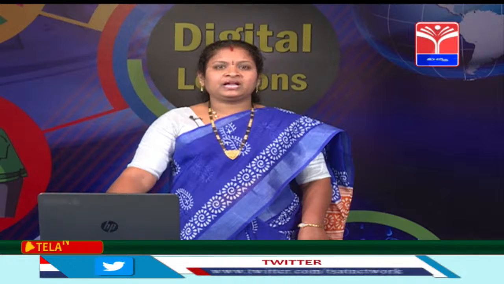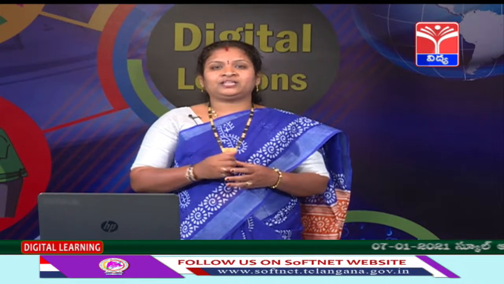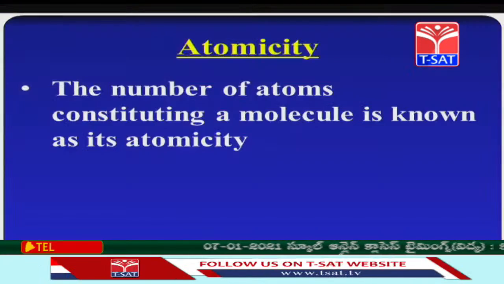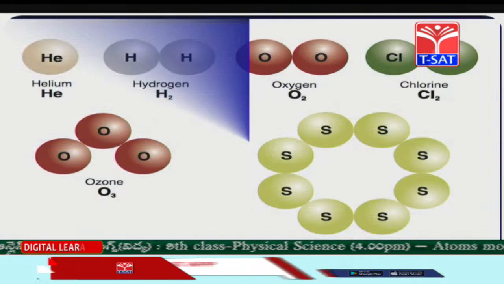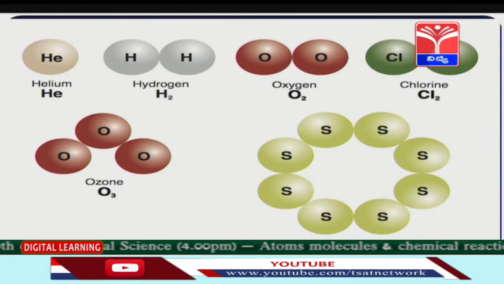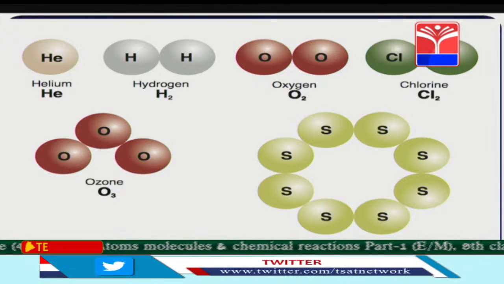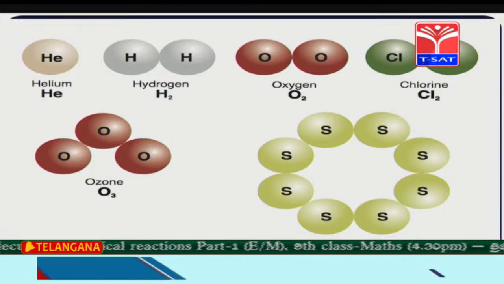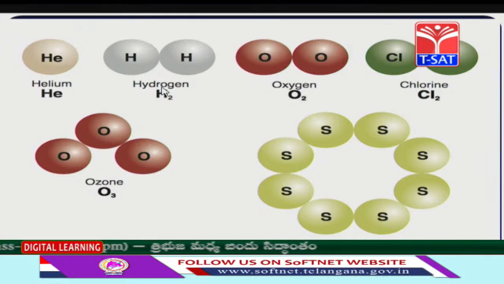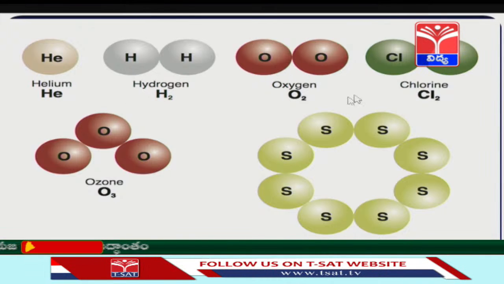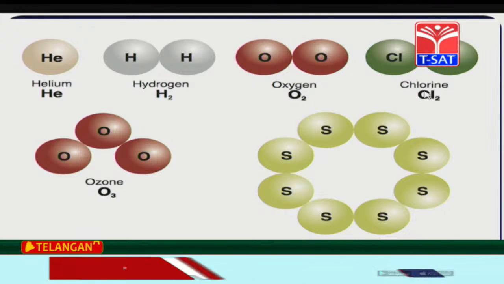Coming to the next topic, atomicity. Atomicity indicates the number of atoms present in the molecules. For example, the number of atoms present in oxygen we have seen is 2. So, atomicity of oxygen is 2. He, helium we have seen, it is made up of 1 atom of helium. H2 we have seen, it is made up of 2 atoms of hydrogen. So, atomicity of hydrogen is 2. Atomicity of oxygen is 2. Cl2, chlorine molecule, the atomicity of chlorine is 2.